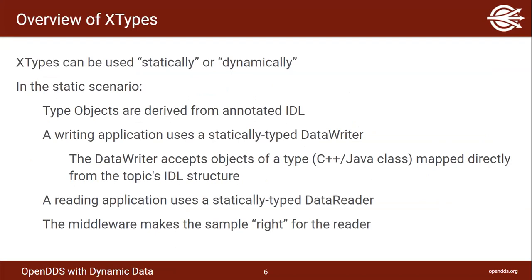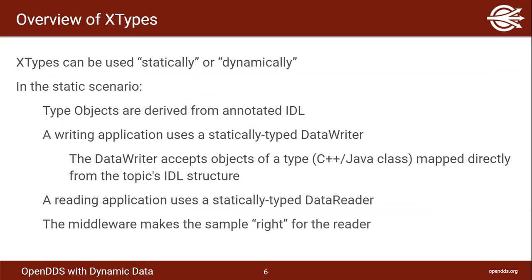So XTypes can be used in either what we're calling statically or dynamically. In the static scenario, you have type objects that are derived from annotated IDL. So the mutability and all the extensibility are defined through annotations in your IDL. That gets run through an IDL compiler, and the IDL compiler is responsible for generating type objects or things which can be converted to type objects.